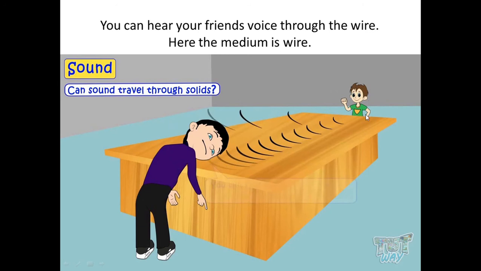Now ask your friend to tap on the table. The tapping sound can be heard through the table more clearly than through air. We hear the sound because it travels through wood and reaches your ear. Here the medium is wood. Sound travels faster in solids than air. You can hear the tapping sound of your friend clearly through the table. The medium is wood.